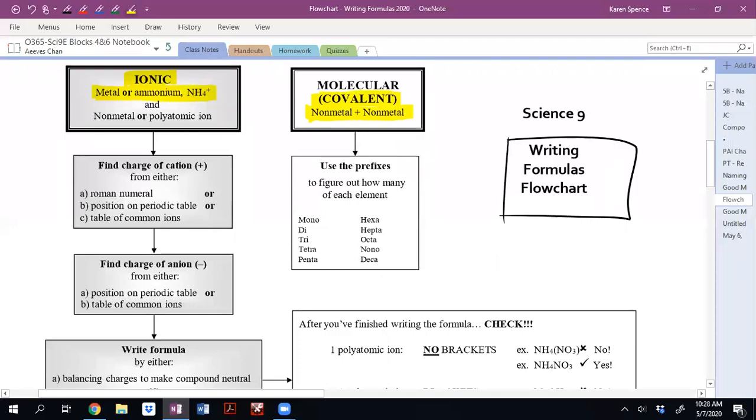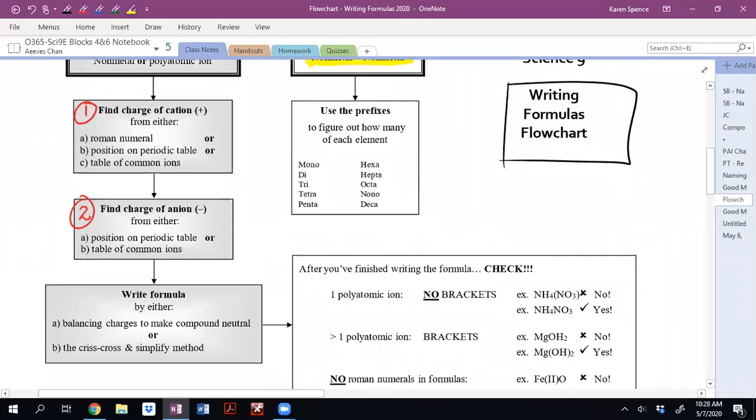So let's start with ionic compounds. You are going to find the charge of the cation. Second thing you're going to do is find the charge of the anion. And then you are going to, number 3, write the formula by, like we were just talking about, balancing those charges.